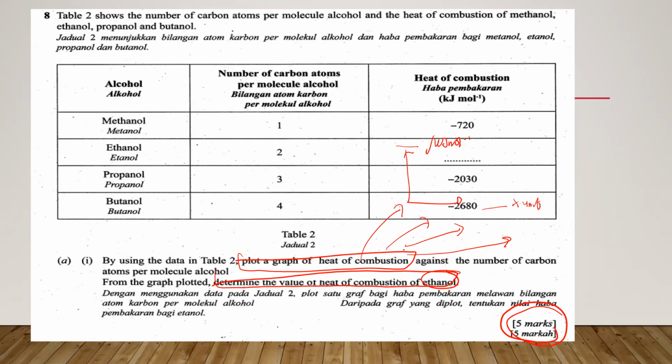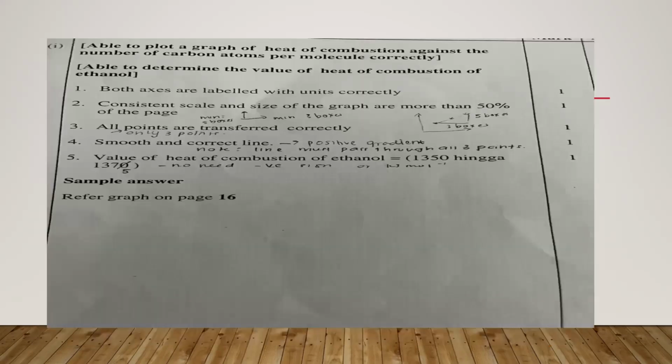Try to recall the graph diagram. Must it be half of the page or more than half of the page? More than half. Okay, correct. Your second mark means you must actually have that. So I give you the first point: you must label it correctly. See, you must have more than 50% of the page.